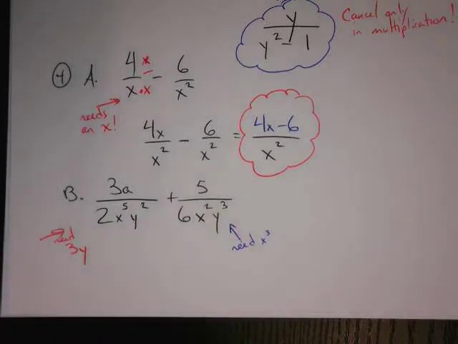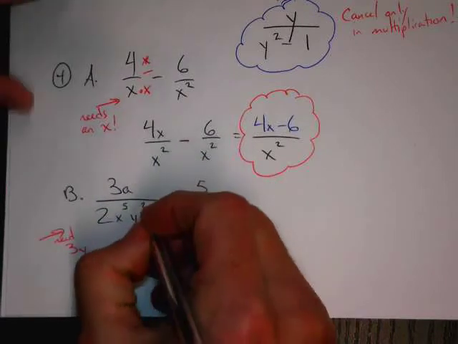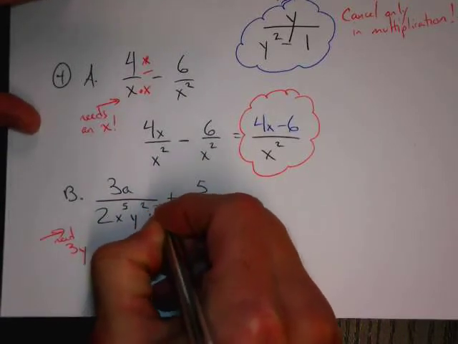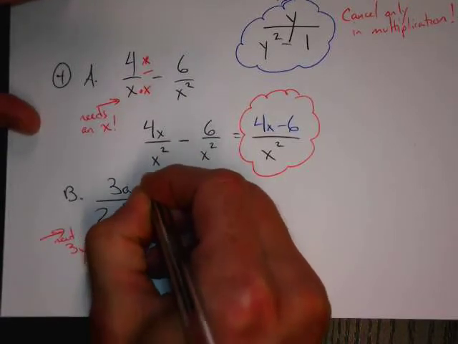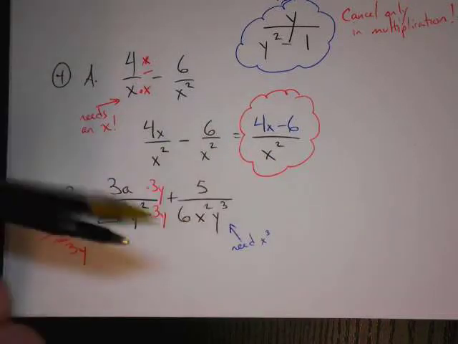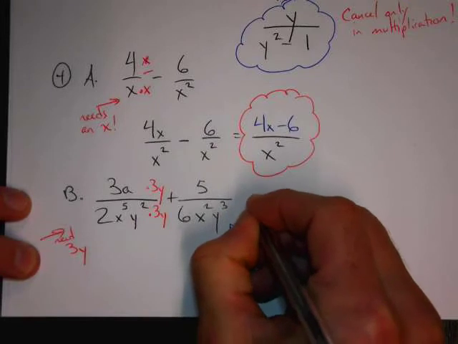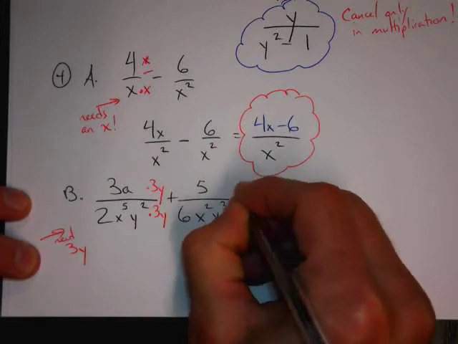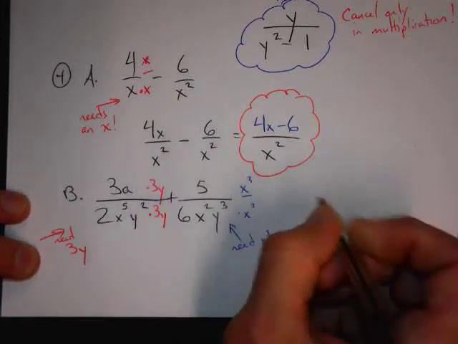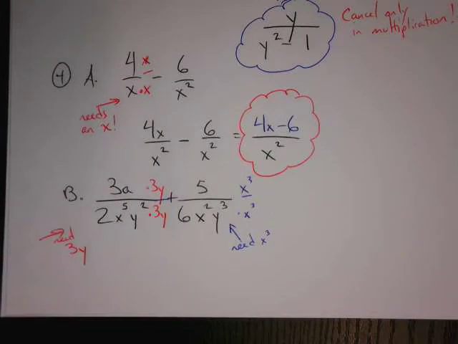So what can we do? Let's multiply by that. So we can multiply this denominator by 3y, and then that means we multiply the numerator by 3y. A clever one. We need to multiply this denominator by x to the 3rd power, so we need to multiply the numerator by x to the 3rd power, and there's our clever one. We have not changed the value of those numbers. Okay, so this is a little bit tricky, right?